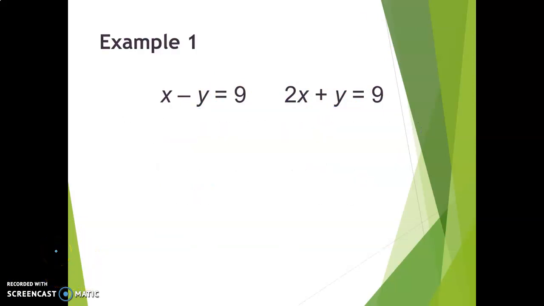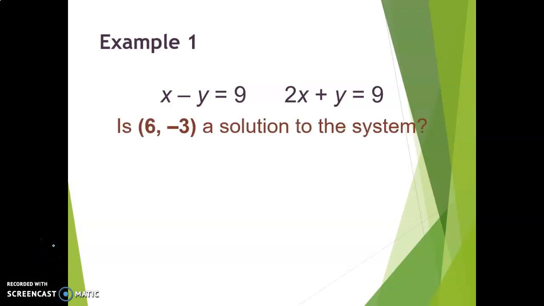Here are your two equations. Again, x minus y equals 9 and 2x plus y equals 9, but this time we want to check the point 6, negative 3. So pause the video right here, and on your own, plug in 6 for x and negative 3 for y. Make sure you use parentheses when you substitute so you can protect that negative here. And see if this is true for both equations. If this is a solution for both equations, then it is a solution for the whole system. Okay, hopefully you paused. Now let's check your work.